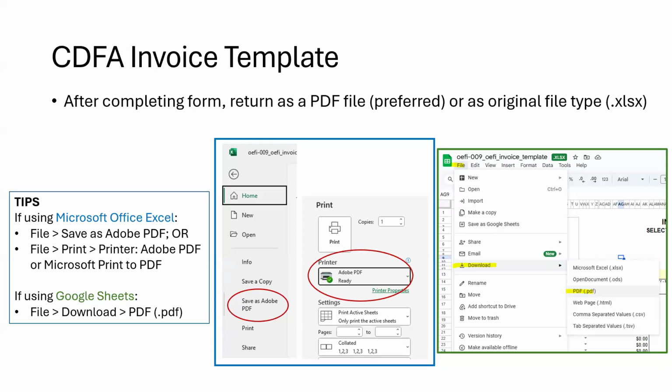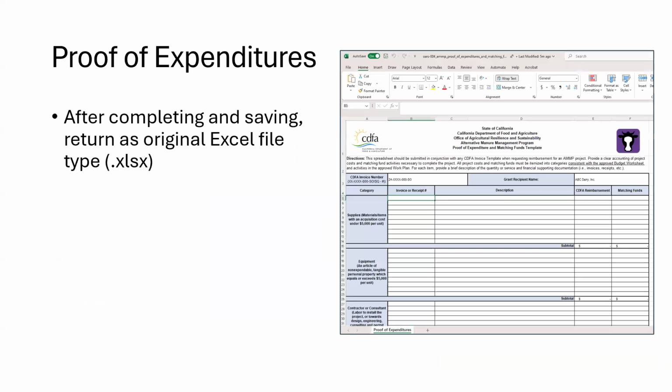On this slide are some tips for converting your completed and saved CDFA invoice template from a spreadsheet format to a PDF using Microsoft Excel or Google Sheets. However, if you have trouble with the file format, it's okay to send it in its original spreadsheet file type and we can convert it for you. Your completed proof of expenditures can be submitted in its original spreadsheet format.